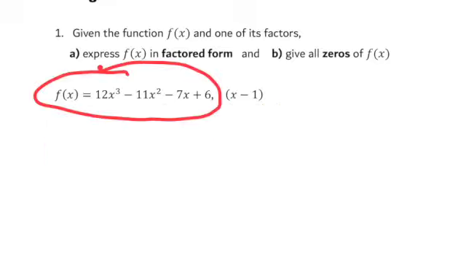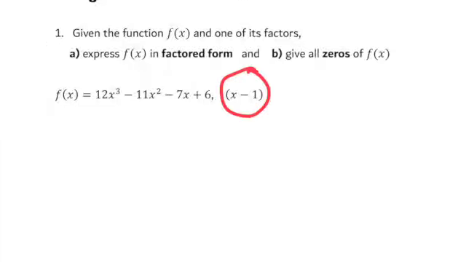Today we're continuing our polynomial unit, and specifically taking a function which is a degree greater than a quadratic. If we have one factor, can we use that to find all zeros? And the answer is hopefully, usually, at least at this level.